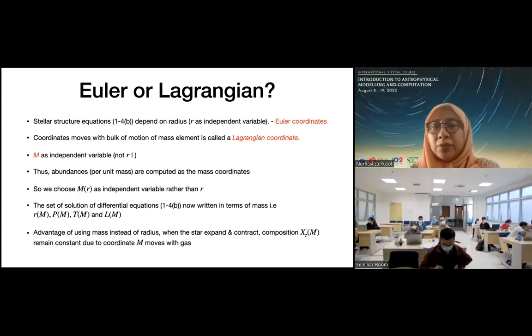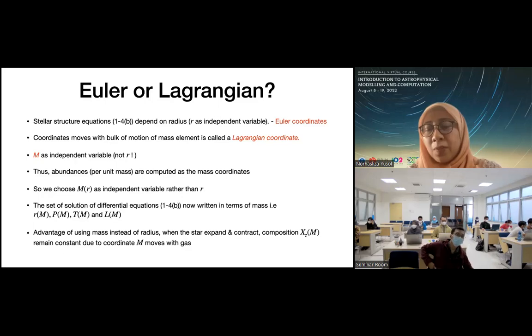So what happens now is that equations 1 until 4b, we are going to transform into a mass coordinate instead of radius. So now mass will become our independent variable. Our solution from the stellar structure equations, written in terms of radius, now becomes radius in terms of mass, pressure in terms of mass, temperature in terms of mass, and luminosity in terms of mass. So every output now will change with mass.